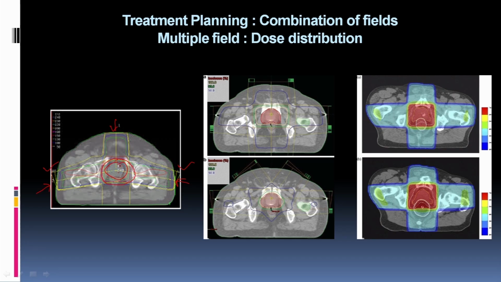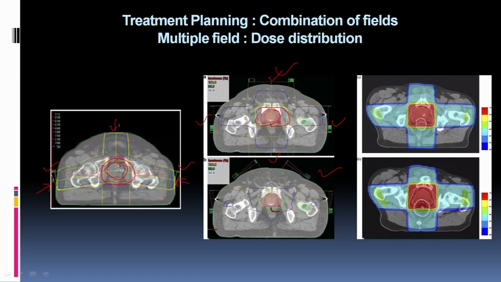Here we have a 4 field technique. You can see one direction at 0 degree gantry angle, 90 degree gantry angle, posterior 180 degree gantry angle, and 270 degree gantry angle, where you can see that the target volume, this red one, is covered very well by the 95% isodose. And here is also a 4 field technique, but in different directions.